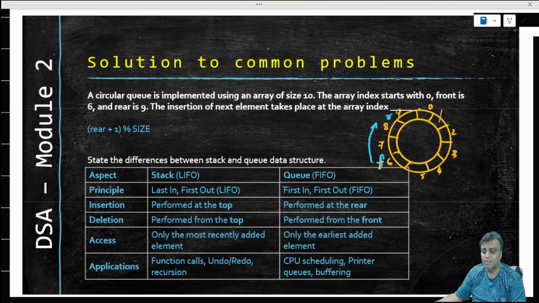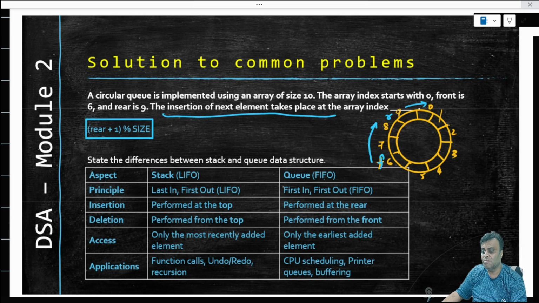One more insertion means that rear will have to move forward. And rear will have to move forward means rear will have to follow this formula, if you remember, right? That's what we have done in a circular queue. We have to reset rear to 0 because it is crossing the index of the array. And that's what we do with modulo. So rear will move forward to 0. The insertion of the next element will take place at the 0th index is the answer.